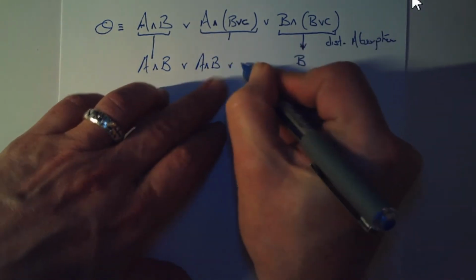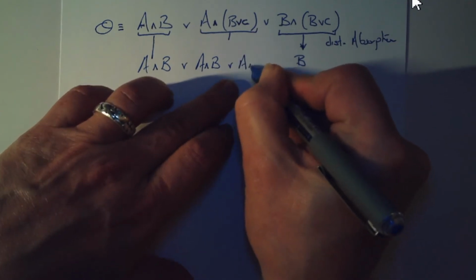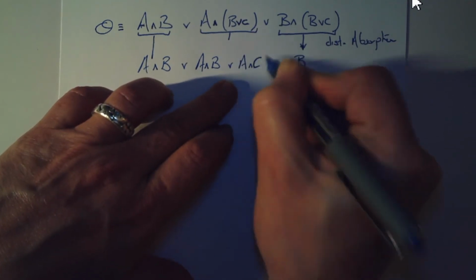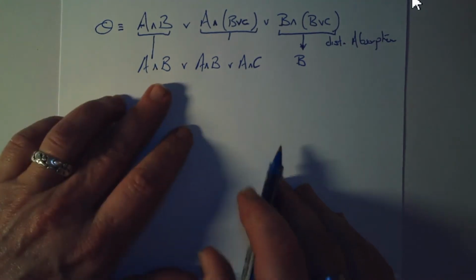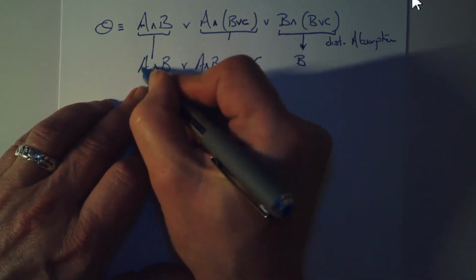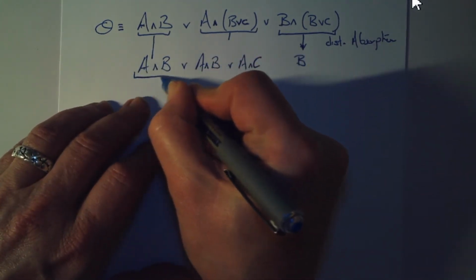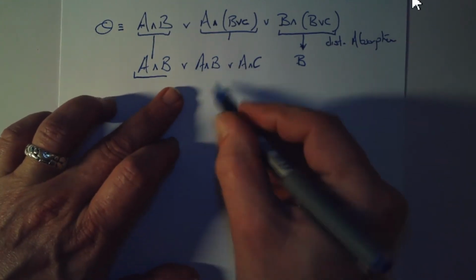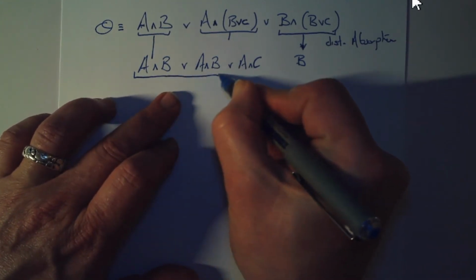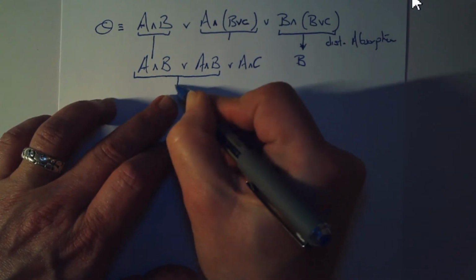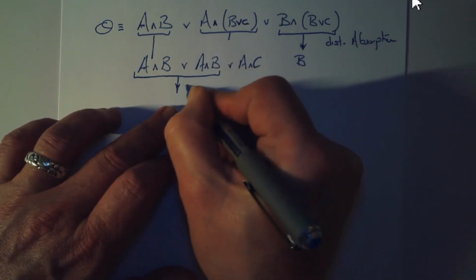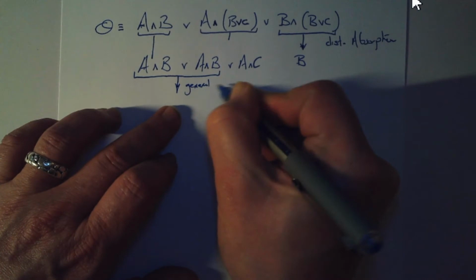Okay, or A and C. There we go. So now you can see that we've got two identical terms and there's an OR logic in between them. So this is going to be a great opportunity again to apply our general OR logic. So I'm going to put that down here.